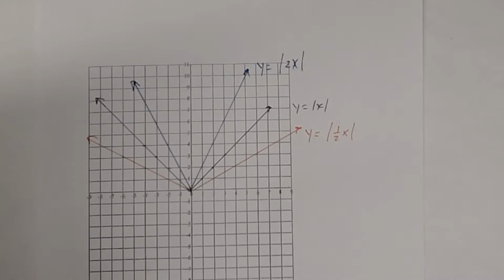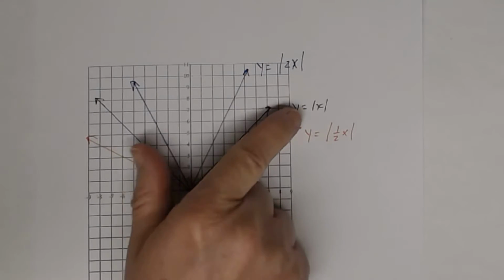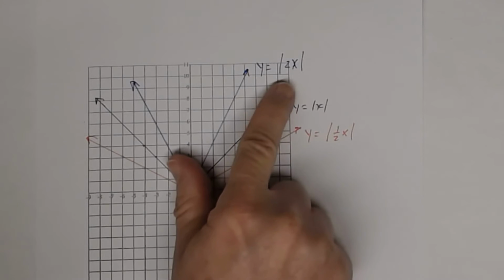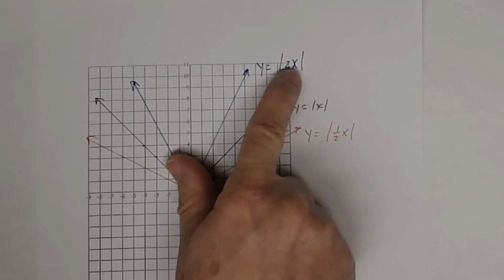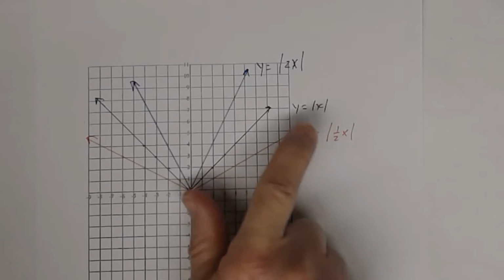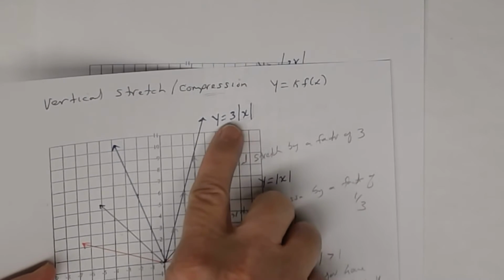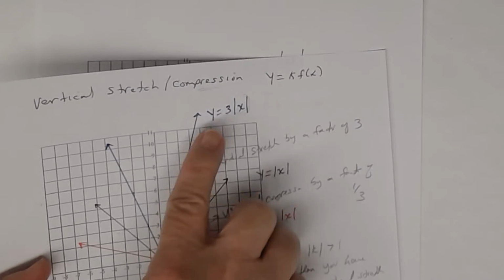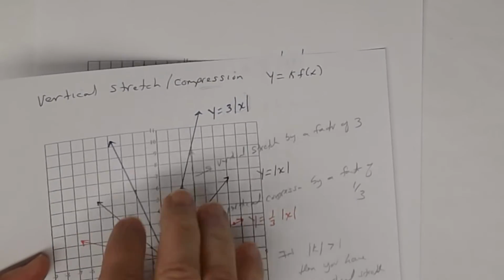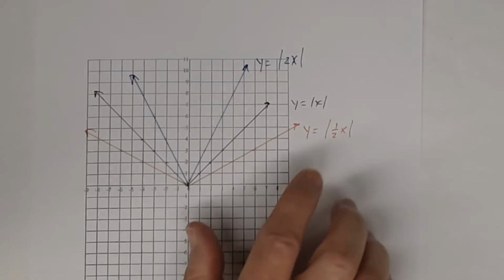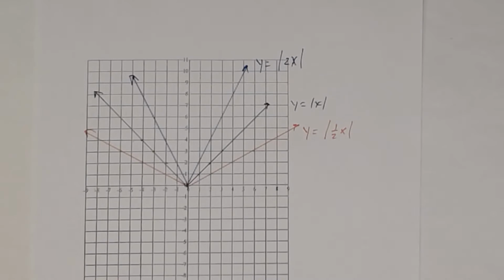All right, so now we're going to talk about a horizontal stretch or horizontal compression. Now, I want you to notice, if you look at your parent function, absolute value of x, this time our number is inside the parent function. So you're multiplying x by 2. Here you're multiplying x by a half. Okay? In the previous one, it was on the outside. See that? So if it's on the outside, it's a vertical stretch or compression. If it's on the inside, it would be horizontal.